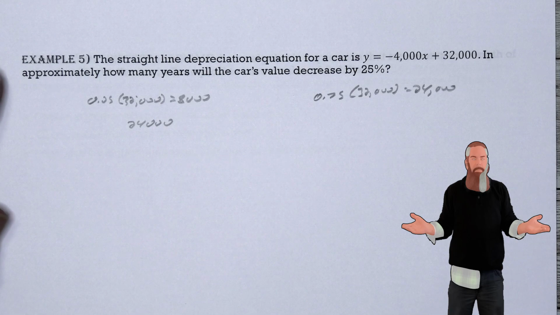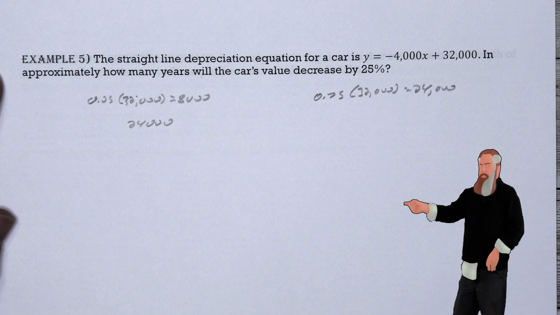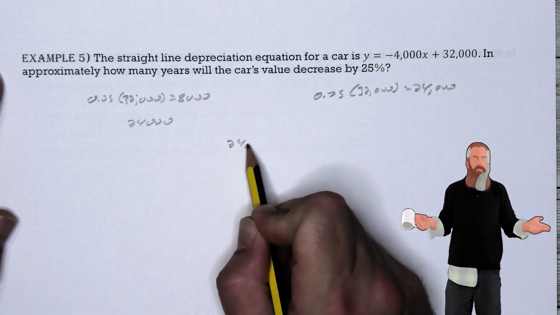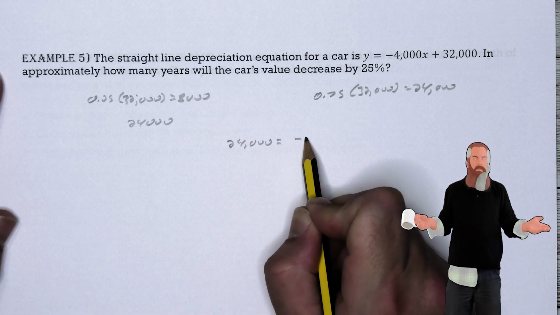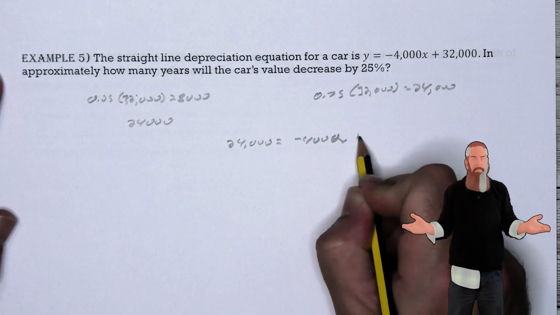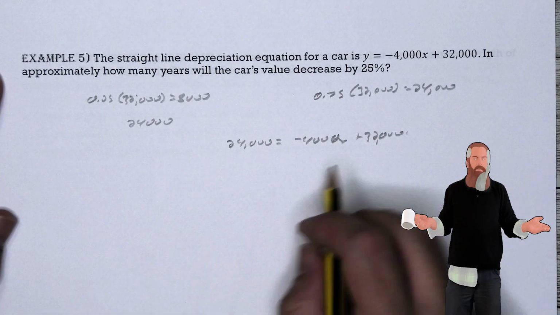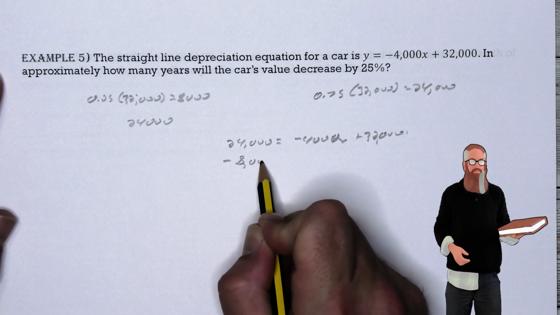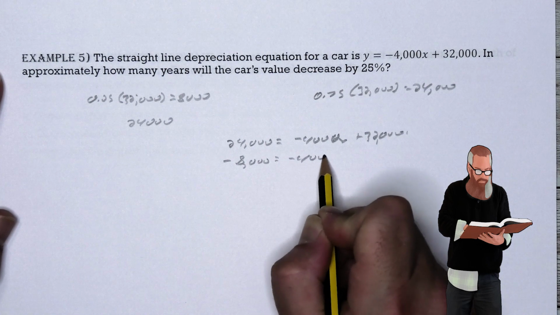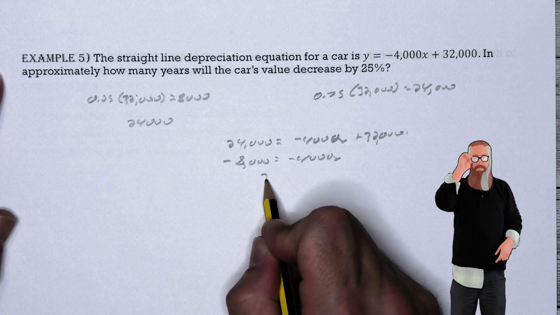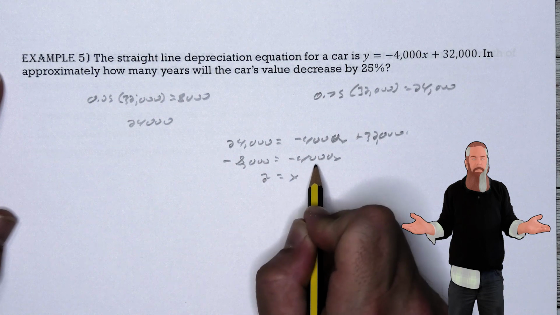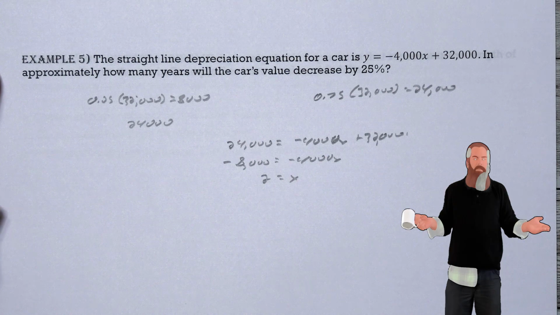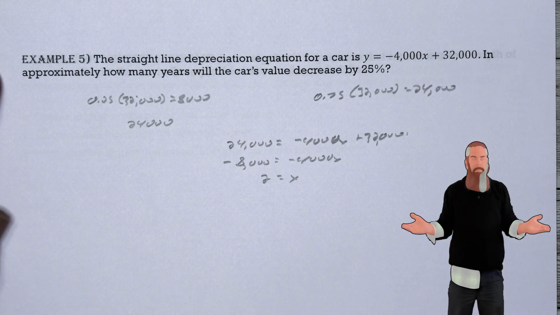Now we're trying to determine the length of time. So we're going to solve this depreciation equation for X, meaning 24,000 is equal to negative 4,000x plus 32,000. Moving 32,000 to the other side, changing its sign, we have a negative 8,000 is equal to negative 4,000x, meaning 2 is equal to x when we divide both sides by negative 4,000. So the car will depreciate by 25% after 2 years.